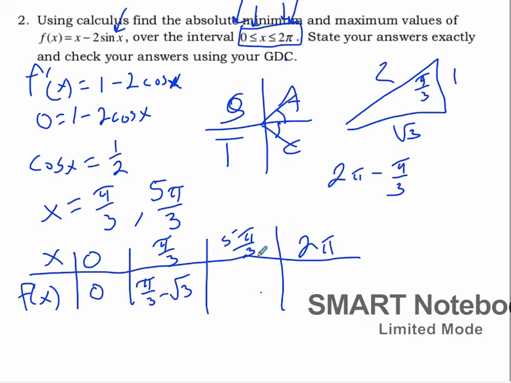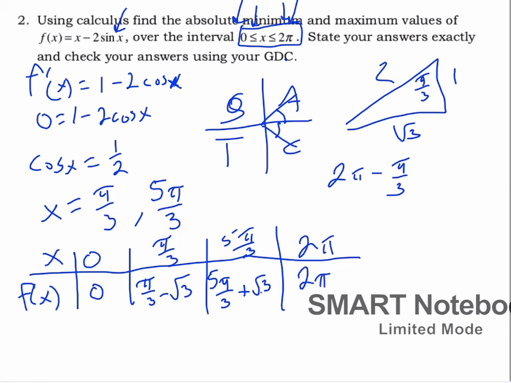And this one here, sine 5 pi over 3, that's going to be negative. And it's going to be negative root 3 over 2. So we're actually going to have 5 pi over 3 minus 2 times root 3 over 2, which is plus root 3. So that looks like it's going to be a maximum because it's bigger than this one. Let's see what happens with 2 pi. Sine 2 pi is 0, so we just have 2 pi.